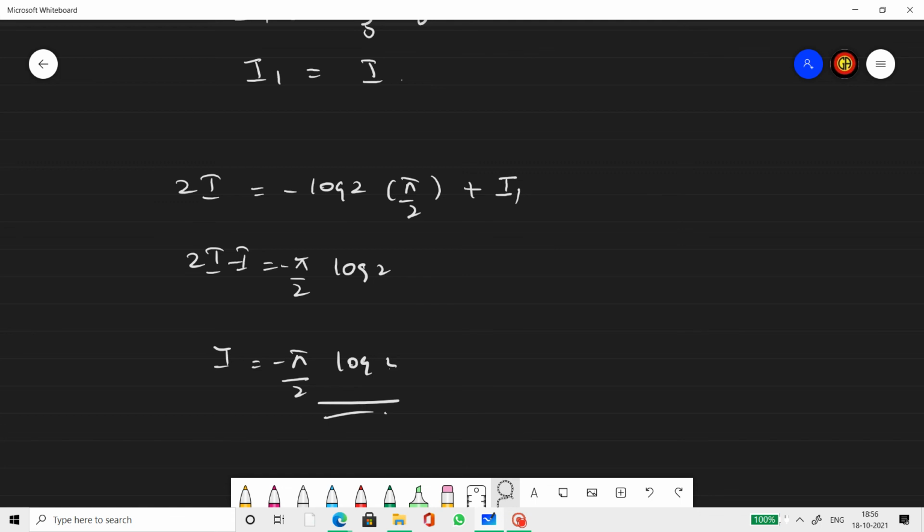Now this will get applied directly in many sums. So it's very important to learn this properly.